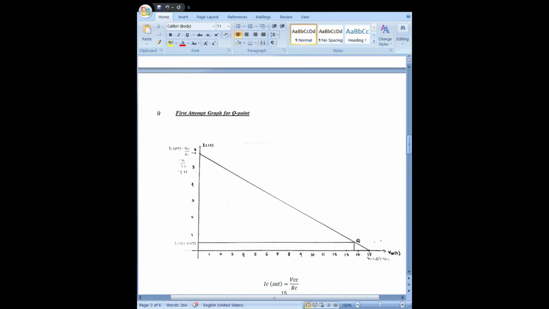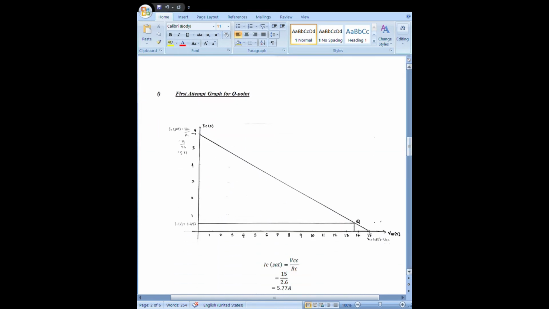Okay, after that we draw a graph, and then we find the I saturation. The formula is VCC divided by RC, 5.77, and VCE off is equal to VCC, equal to 15 volt. And then we get the Q point below, which is actually not a class A amplifier.